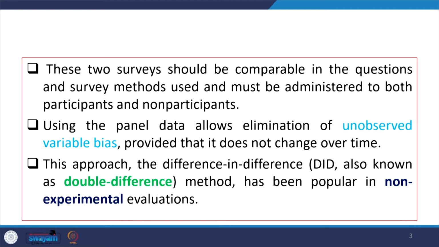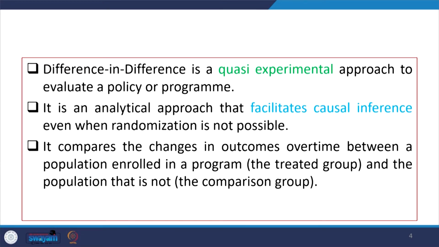This approach, DID, is also known as double difference, because we are taking the difference of the difference in both types of data. It has been popular over time, and it is also called a non-experimental design or evaluation. DID is also called a quasi-experimental design to evaluate policies or programs. This is an analytical approach that facilitates causal inferences even when randomization is not feasible.